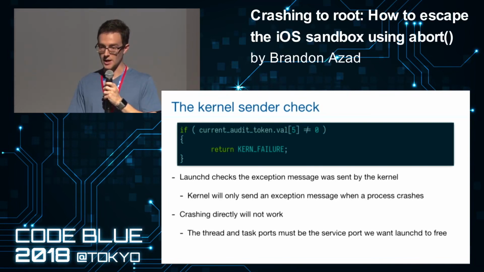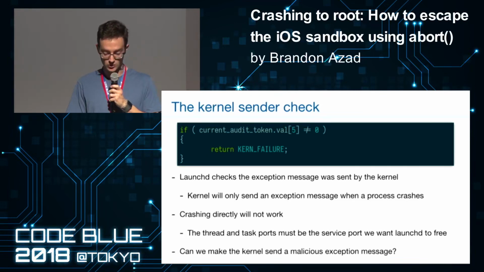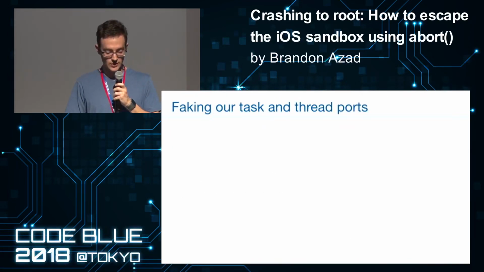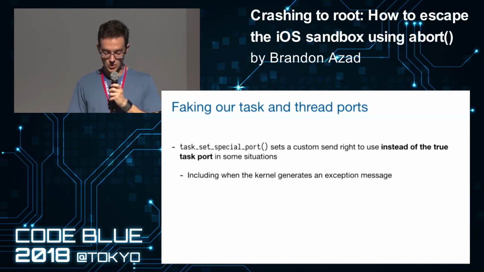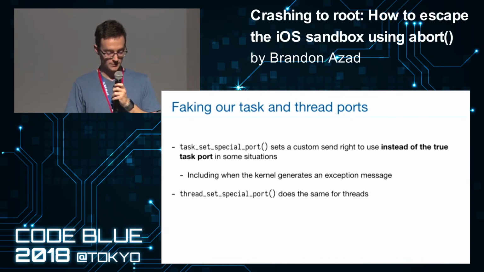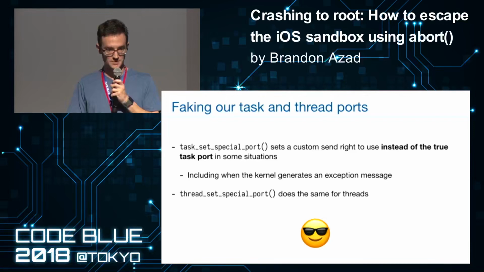So at this point, exploitability hinges entirely on one question. Can we make the kernel send a malicious exception message? The answer isn't obvious, but after some digging, I discovered that the mock function taskSetSpecialPort can set a custom send right for the kernel to use in some situations, including, as it turns out, when the kernel generates an exception message. And conveniently, there's a parallel API, threadSetSpecialPort, that does the same thing for threads. So at this point, we're in business.